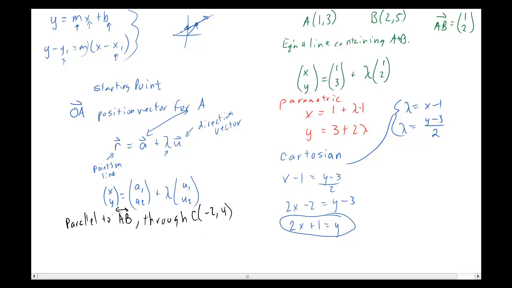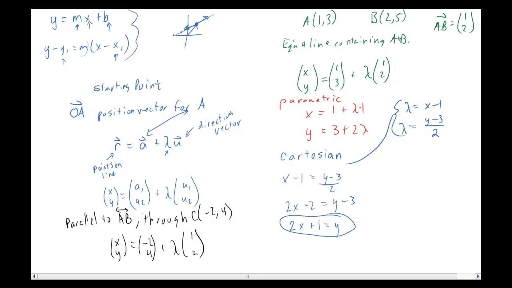All right, so the way that we're going to do this is, in order for it to be parallel, it has to have the same direction. So we're just going to go (x, y) equals, and so we've got our starting point, which this time is going to be (-2, 4), and then plus lambda times, and we'll use the same direction as before, (1, 2), because that would put us in the same direction. That's kind of your slope, right? And so that direction will be the same for both lines, and that makes it parallel.